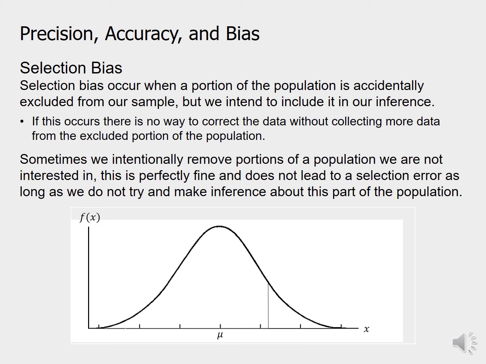The effect of selection bias is felt when a portion of a population is accidentally excluded from the sampling design, but we intend to actually include it in our inference. The only way to correct this issue is to collect more data from the excluded portion of the dataset. However, if we intentionally exclude a portion of a population we do not need to have inference for, there is no issue and we have not caused a selection error. We have simply redefined the bounds of our population.